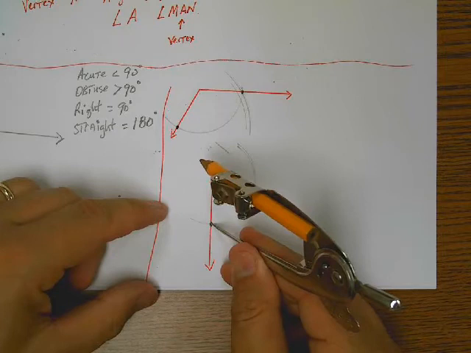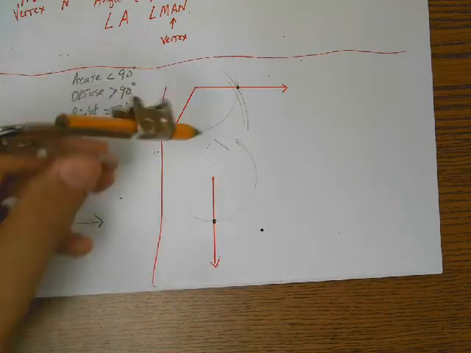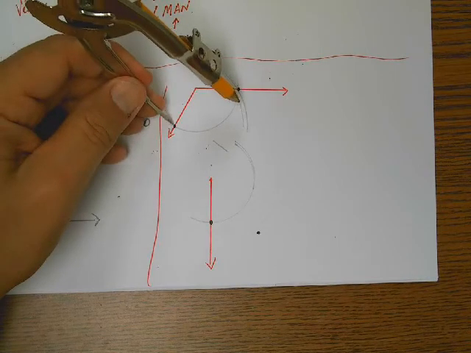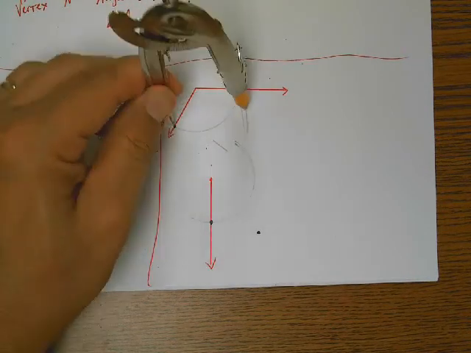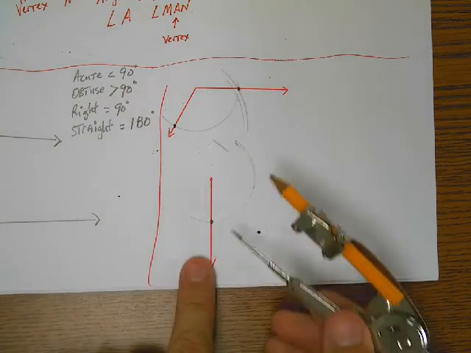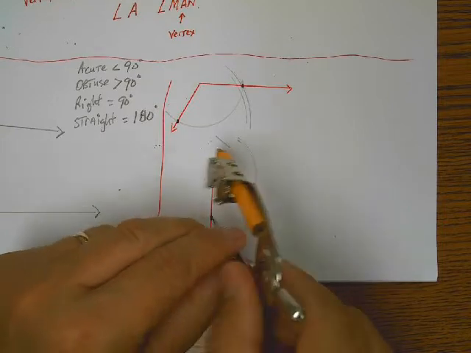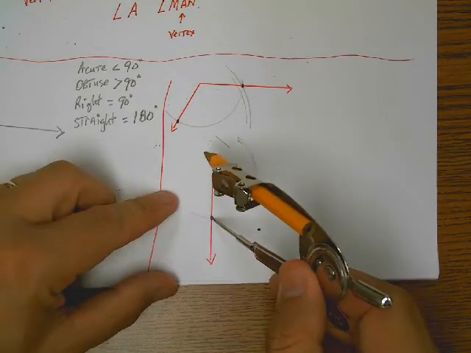Don't let your compass slip on you. You know what? I'm going to make sure my compass didn't move. I'm going to go back and measure it again. Yep. All right, we're good. Don't go from the end point. I go from the point of intersection on the ray. Hallie, does that make sense?